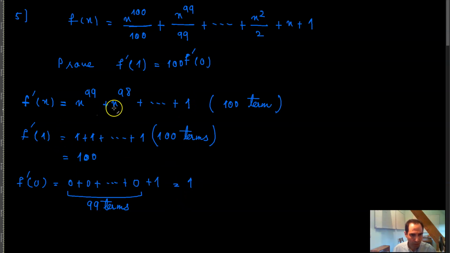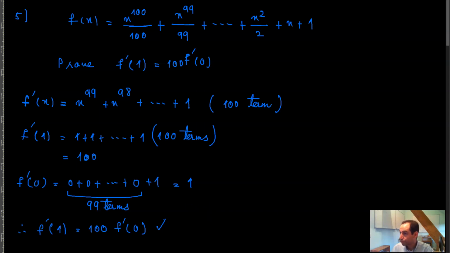Now f prime of 1 is equal to 100, and f prime of 0 is equal to 1, so 100 times 1 is equal to 100, and therefore f prime of 1 is equal to 100 times f prime of 0. That's how you verify this thing.